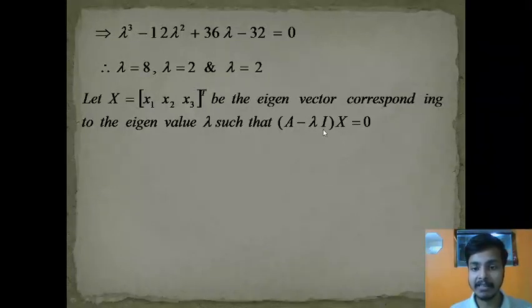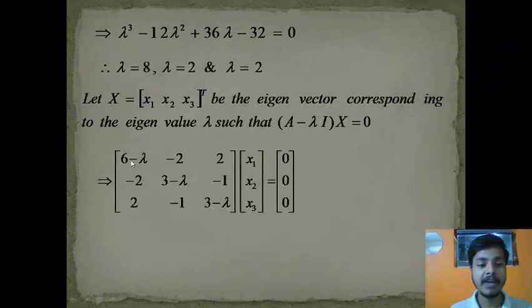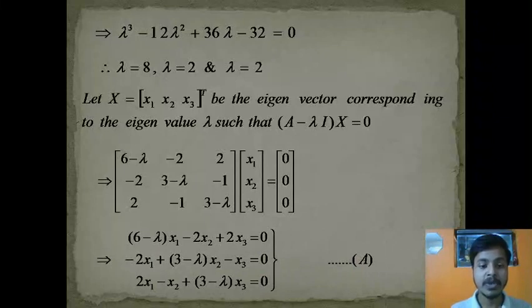Now we have this matrix and we have this eigenvector, so now you have to solve this equation. You will get a set of three equations: (6 minus lambda) x1 minus 2x2 plus 2x3 equal to 0. The second equation is minus 2x1 plus (3 minus lambda) x2 minus x3 equal to 0. And 2x1 minus x2 plus (3 minus lambda) x3 is equal to 0. Okay, so these three equations we are getting. So let us find the eigenvector for lambda equal to 8.